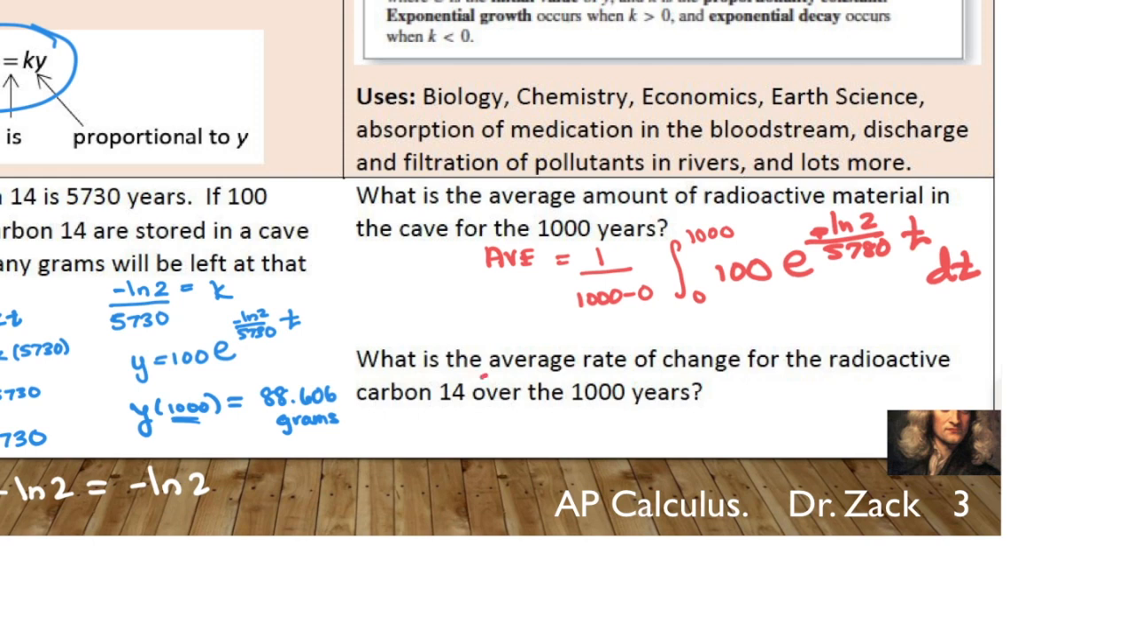Now, this next question, what is the average rate of change? I wanted to show you the difference between these two questions. The average rate of change is asking for y at 1,000 minus y at 0 divided by 1,000 minus 0. It feels like a very long time since we've done an average rate of change, but please take a look at the difference between those two questions.